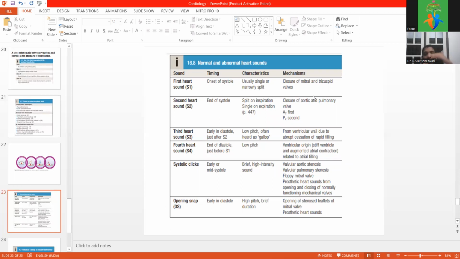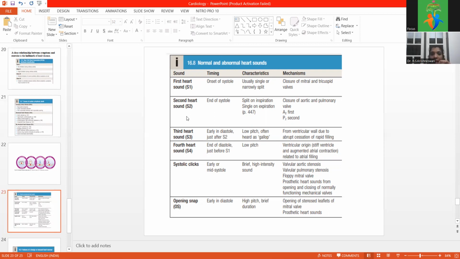The mitral valve is between the left atrium and left ventricle. The tricuspid valve is between the right atrium and right ventricle. Once the blood has flowed from the atria to the ventricles, this closes at the onset of ventricular systole. So onset of ventricular systole, first heart sound, closure of mitral and tricuspid valve.